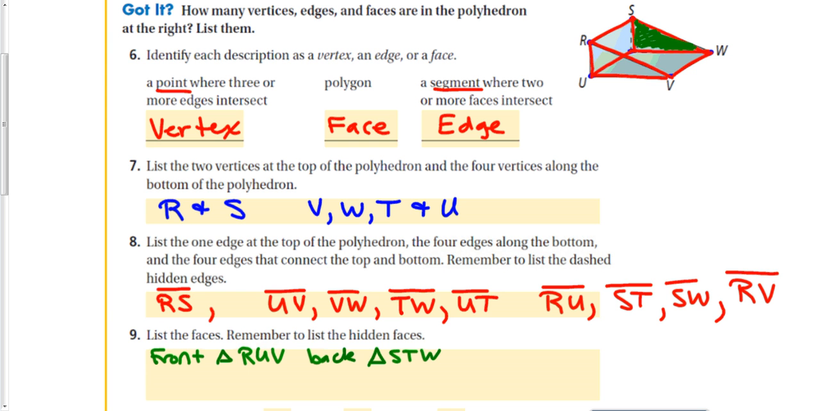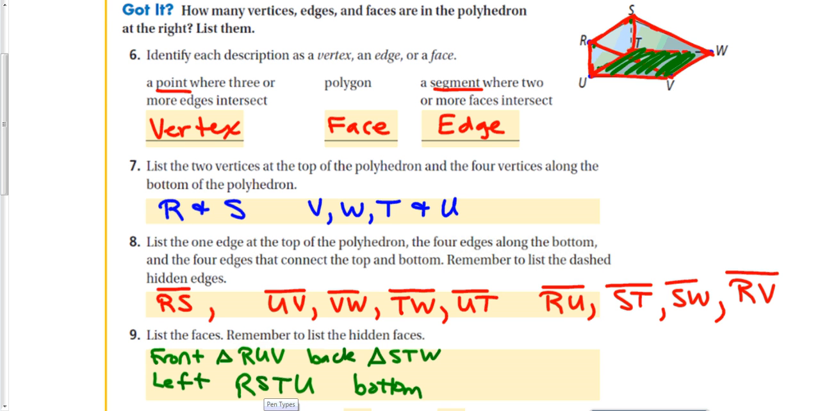So we have the front, we have the back, we have the left. And on the left, I'm going to go ahead and color that one in. So on the left, we have this one. And that is RSTU. I'm going to erase that one now. Put my red edges back in. So I've done the front, I've done the back, I've done the left. Let's do the bottom. So the bottom is this one right here. And that is TUVW. Okay, I'm going to erase that.